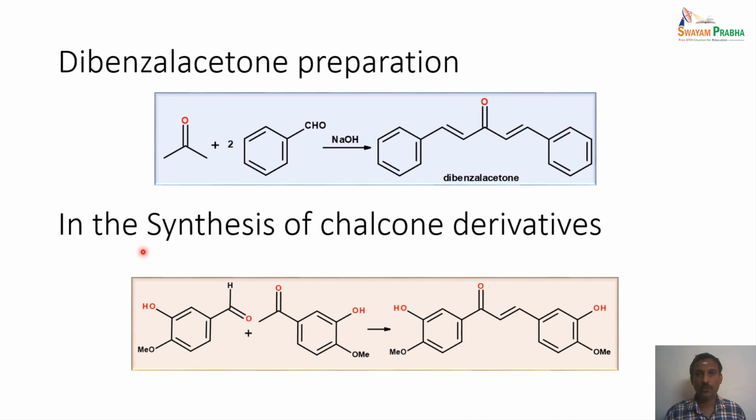The Claisen Schmidt condensation can also be used for the synthesis of chalcone derivatives. One example is shown here. In this particular case, substituted benzaldehyde is reacted with substituted acetophenone. These two react together in the presence of a base, giving this particular chalcone derivative.